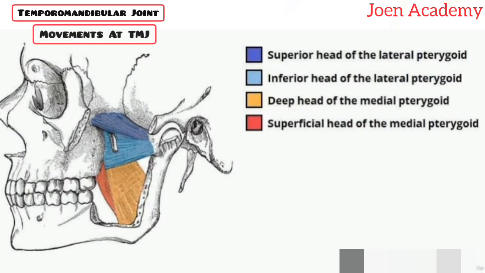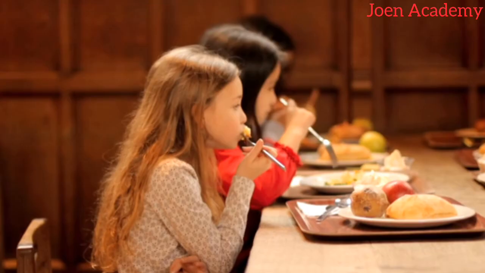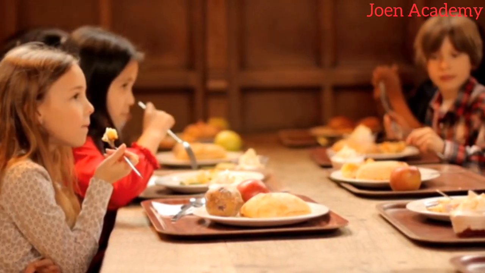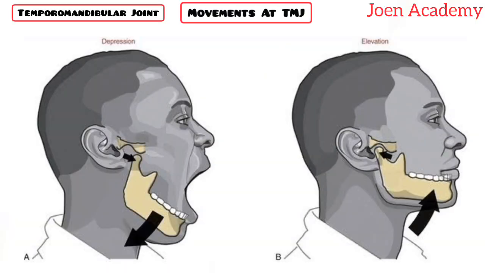The muscle responsible for protrusion movement is the lateral pterygoid muscle, while the posterior fibers of the temporalis muscle perform retraction. Chewing and grinding, which is a lateral movement, is achieved by alternately protruding and retracting the mandible on each side. So let's look at the other two groups of movement, which is elevation and depression.